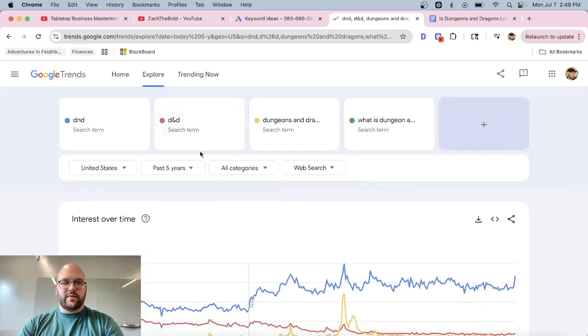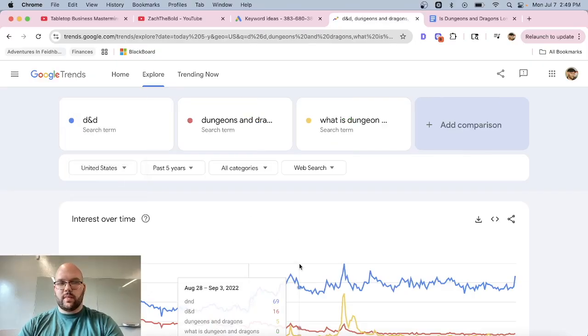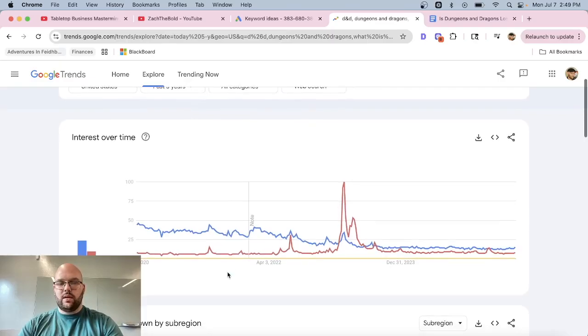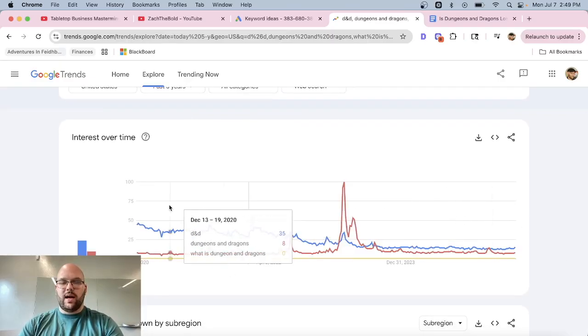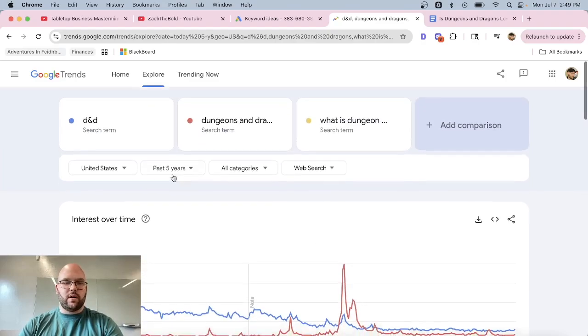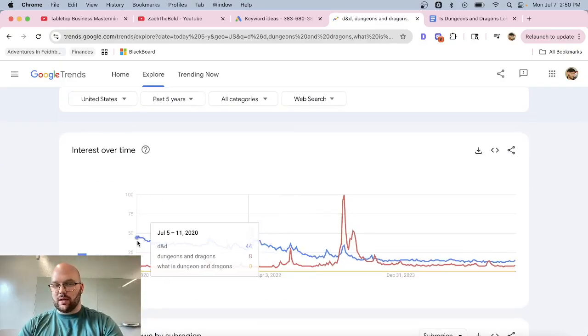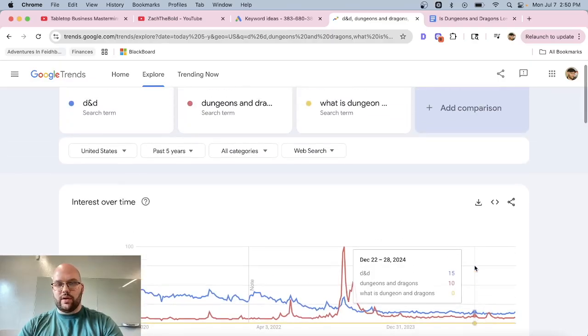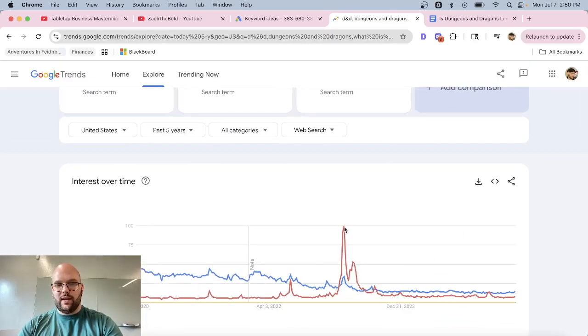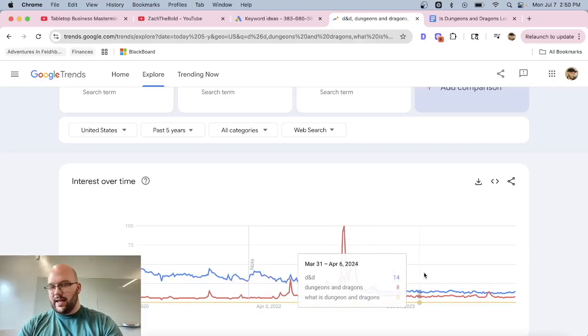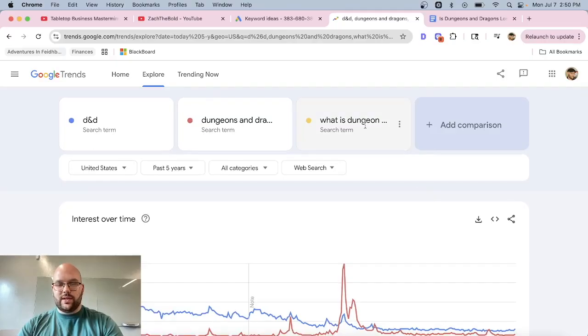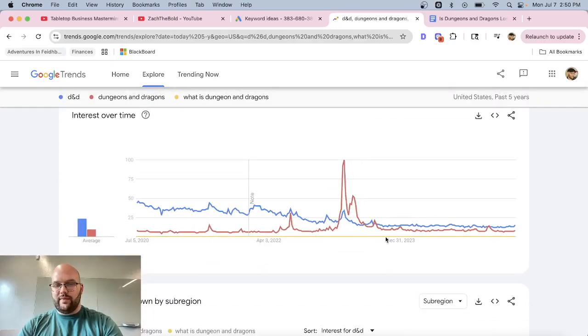You can also help yourself see certain trend lines a little better if you take out your overperformers. All right, and then you can compare your underperformers a little more accurately by eye. You can see things like D&D, the ones who use the ampersand were almost 5 times as popular 5 years ago versus now. You can also see Dungeons & Dragons had quite a spike, the full type out, in March, April of 2023, and has since fizzled out. And what is Dungeons & Dragons gets very, very little, if any, traffic whatsoever.